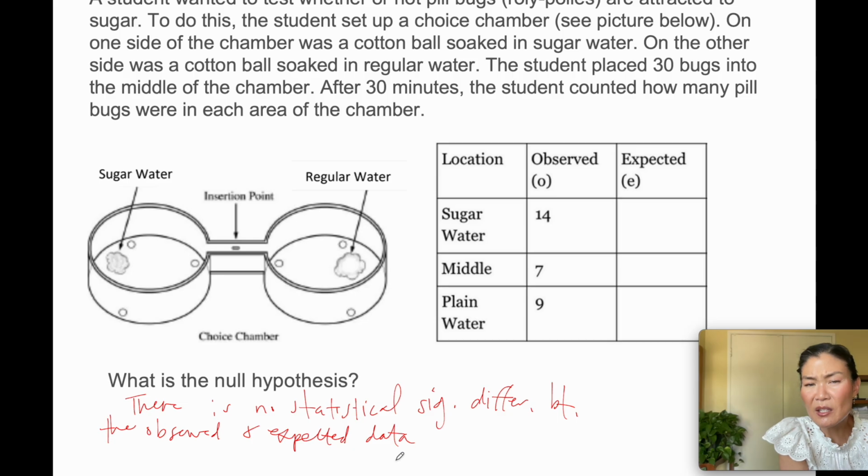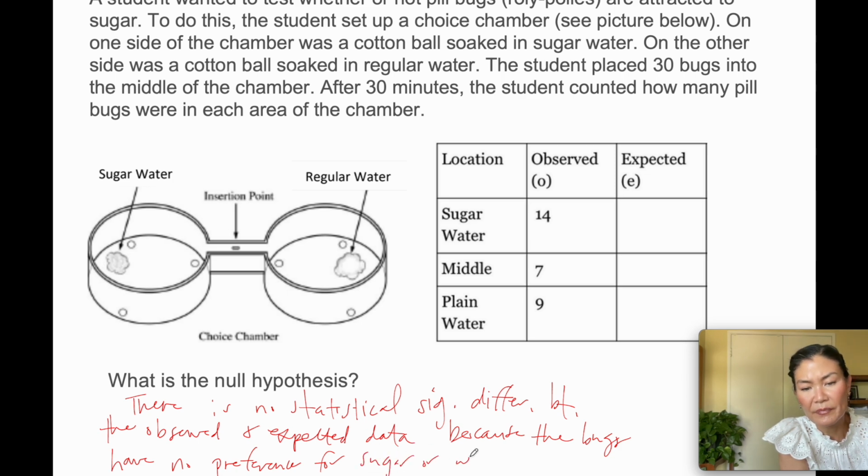And in this case, I want to be a little bit specific about the pill bugs. I'm going to give a reason, because the bugs have no preference for sugar or water, okay? So what we would expect, if there's 30 bugs, is 10 to be in the sugar water, 10 to be in the middle, and 10 to be in the plain water. There's no preference, so they're just going to be evenly spread out after 30 minutes, okay?